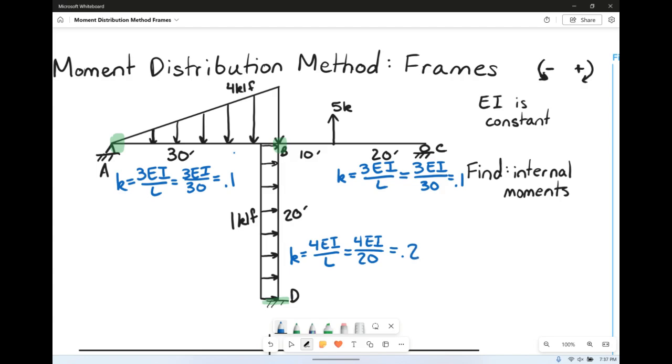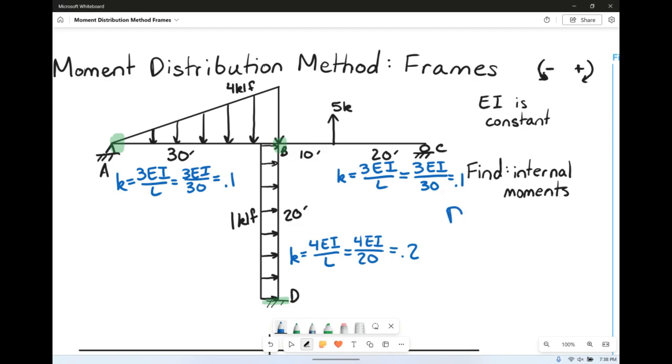So next up is our distribution factors. Again, if you wanted to put EI next to every single one of these numbers, you'd watch as they all go away in this next step. For our distribution factors, what we need to do is find out how much of the moment is going to be distributed on each side of a joint.